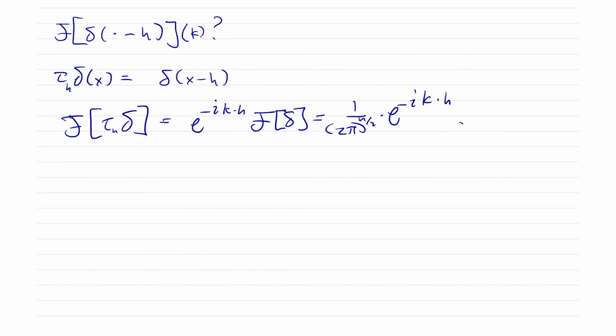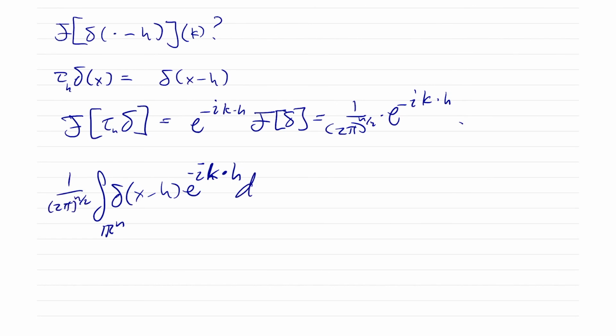And is that what we'd expect to find? Yeah, more or less. So if we wrote this as delta of x minus h times e to the minus i k dot h over R^n, 1 over 2 pi to the n over 2, using our abuse of notation, d, oops, not k dot h here, that should be k dot x, and so dx. Then the only non-zero contribution of this guy is going to happen at h, and so then this should be equal to 1 over 2 pi to the n over 2 times e to the minus i k dot h. And so, yeah, that's what we'd expect.